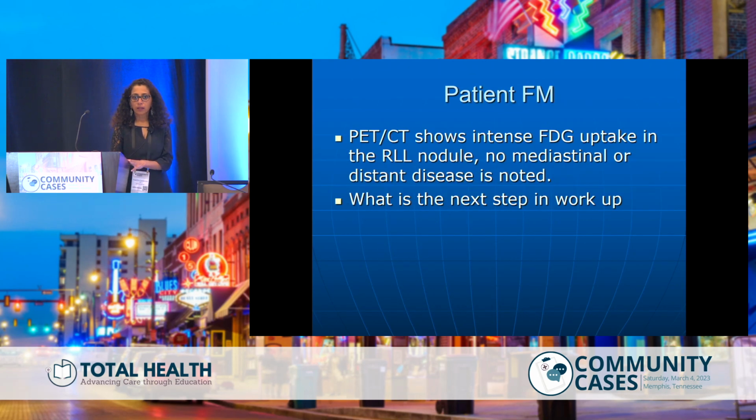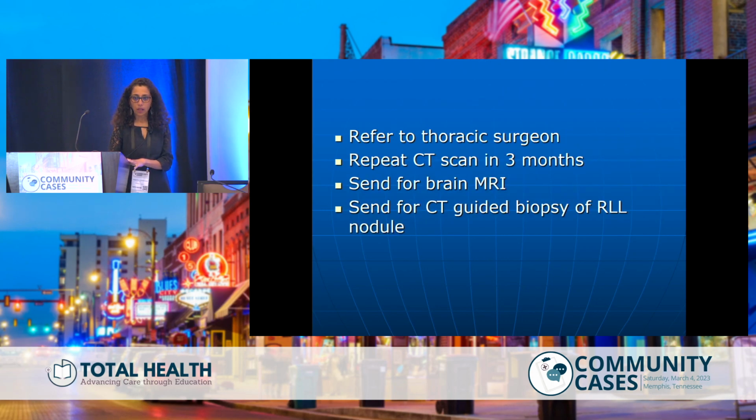So anyway, the result of the PET-CT here showed intense FDG uptake in the right lower lobe nodule. There was no mediastinal or distant disease. What is the next step in workup? Refer to thoracic surgeon. Repeat CT in 3 months. Refer for brain MRI. Send for CT-guided biopsy of right lower lobe nodule.